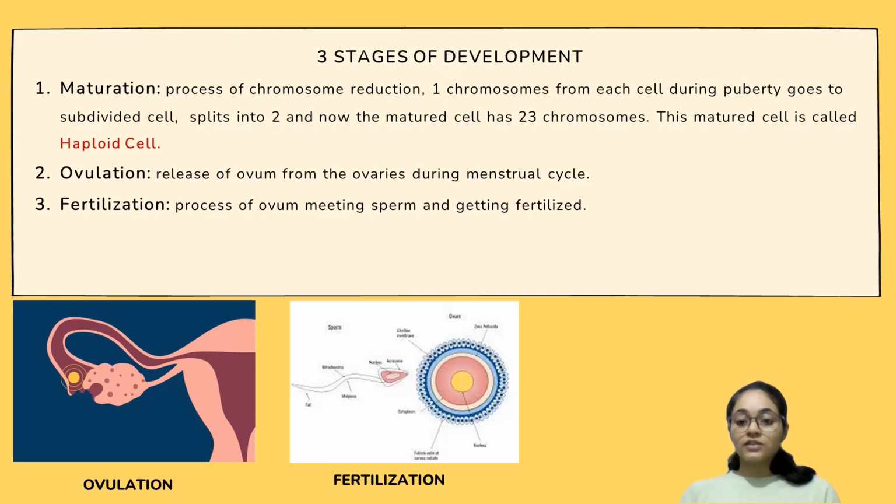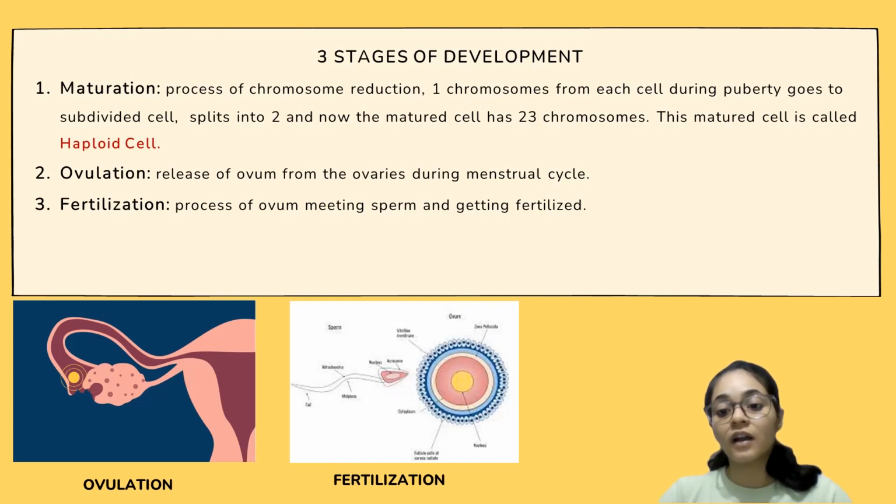After puberty, upon reaching maturation, we look at the process of ovulation. Now that the female is capable and mature enough to bear children, she starts releasing ovum from the ovaries. That is, the unfertilized egg is released from the ovaries during the menstrual cycle every month, the 28-day cycle normally. And then comes the last process, fertilization.